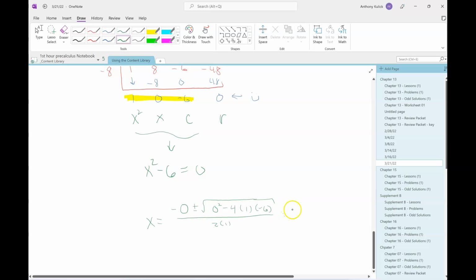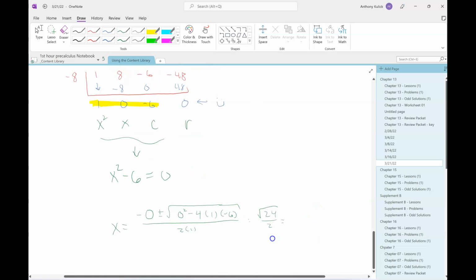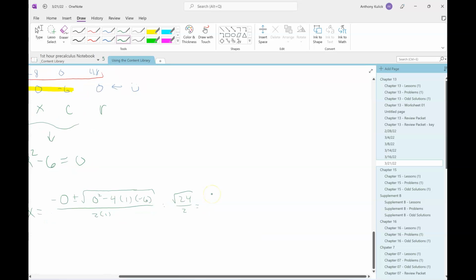So this becomes plus or minus the square root of 24 over 2. And again, we can simplify the square root of 24 because 24 is 4 times 6, and the square root of 4 is just 2. And if I reduce that, I just have plus or minus root 6.